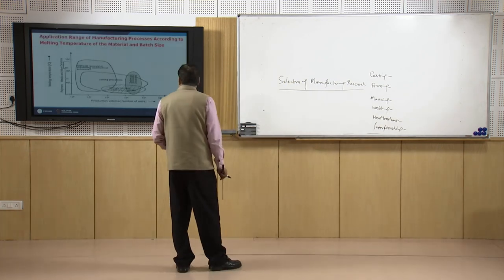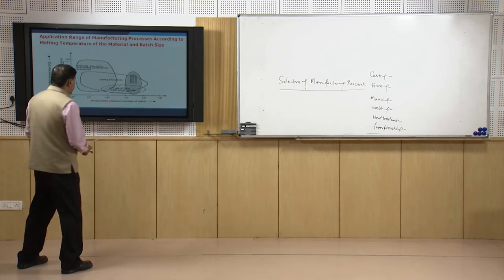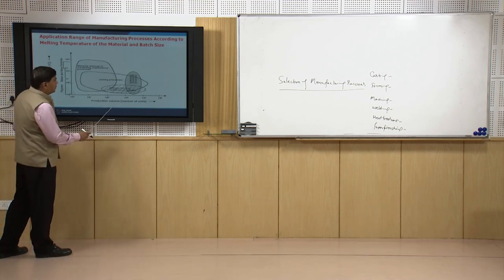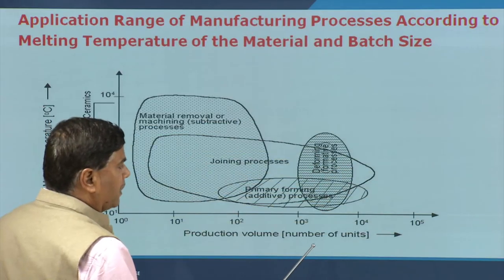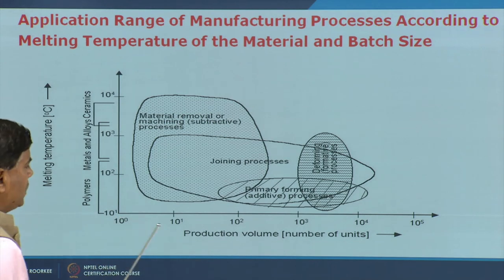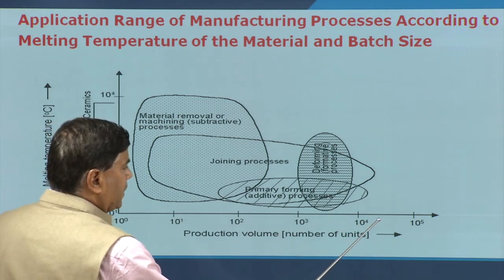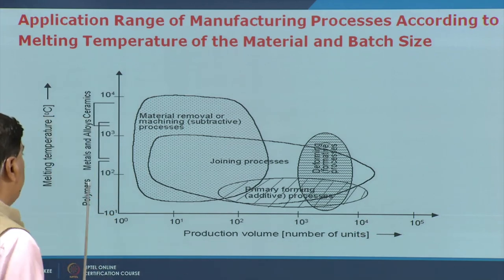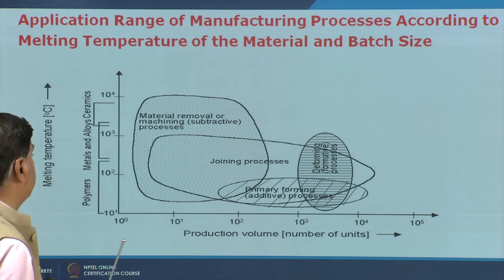So, here this is one very basic diagram. What it shows: on the x axis we have the volume of the production, or the number of units which are to be made, starting from 1, 10, 100, 1000, 10,000 and 1 lakh, and on the y axis we have the temperature, the melting point temperature of the material to be processed.